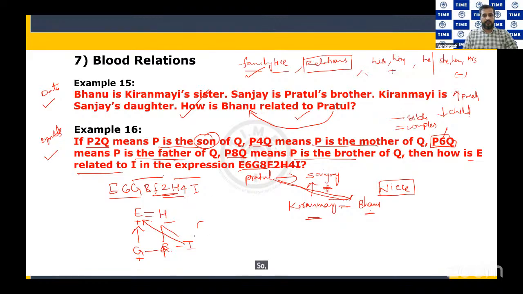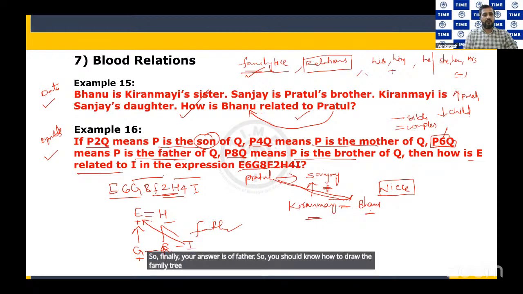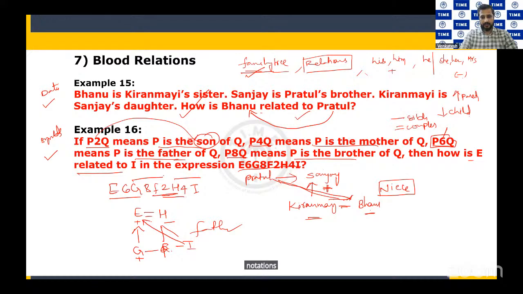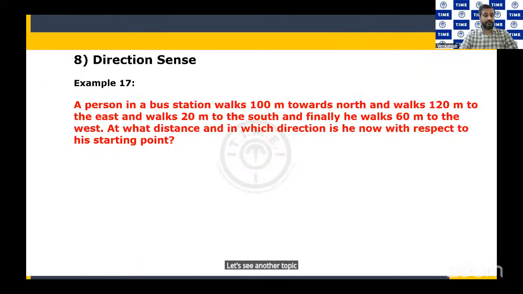So finally, your answer is father. So you should know how to draw the family tree. You should know how to convert the notations. Right? Let's see another topic, directions in questions.